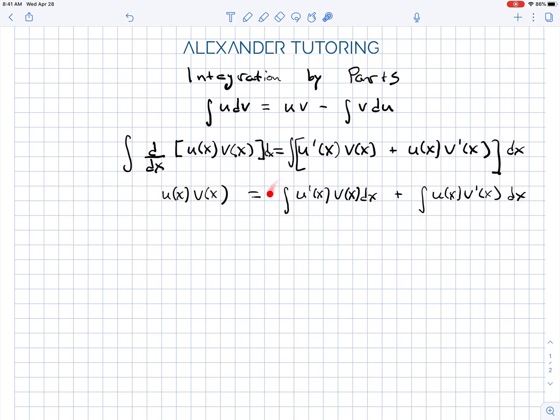So I'll subtract this guy from both sides. I'll just go straight to the result. So we get the integral of u of x, v prime of x, dx equals u of x, v of x, minus the integral of u prime of x, v of x, dx. And that's pretty much it.